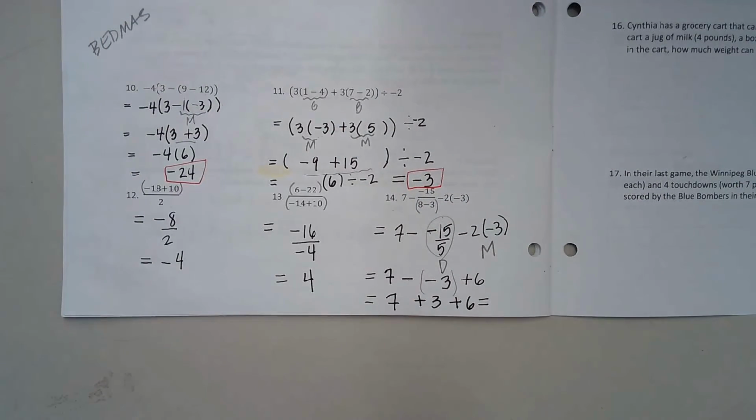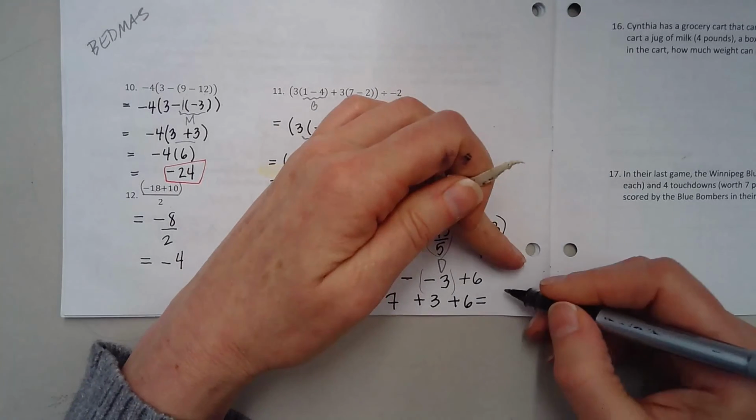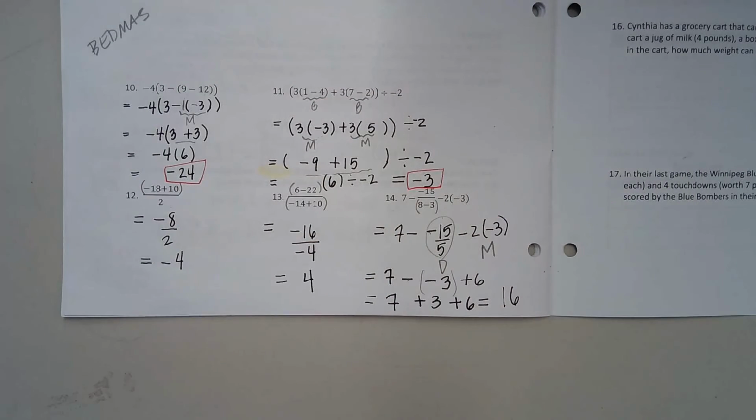Okay, so I have 7, they're all positive numbers, right? So 7 and 3 and 6, 16. So you don't do anything like multiply them or anything, it just changes the 3 into a plus.